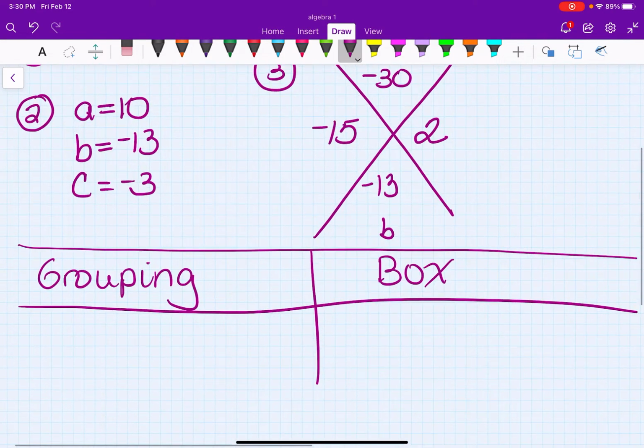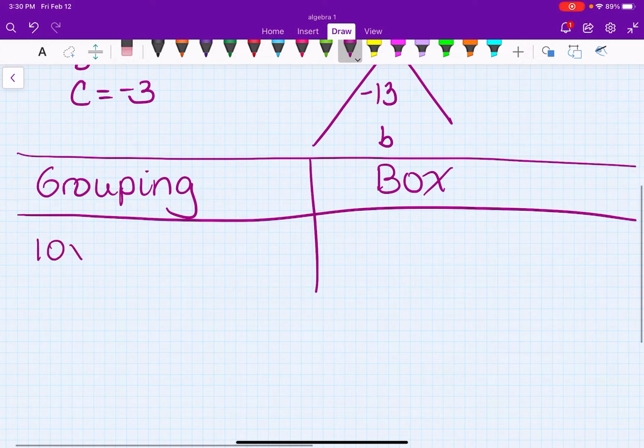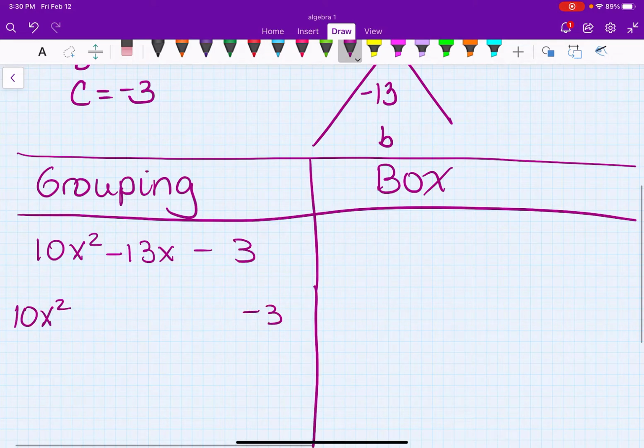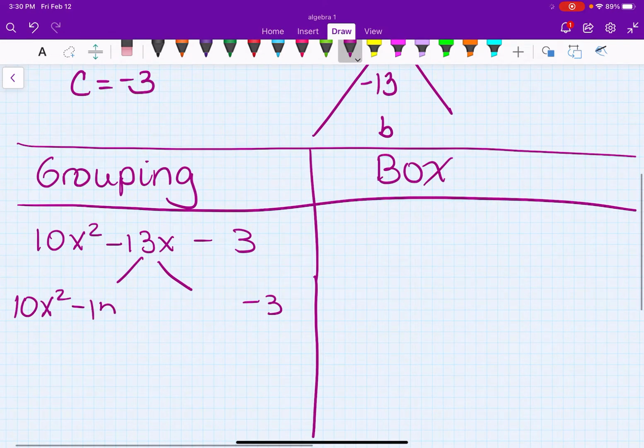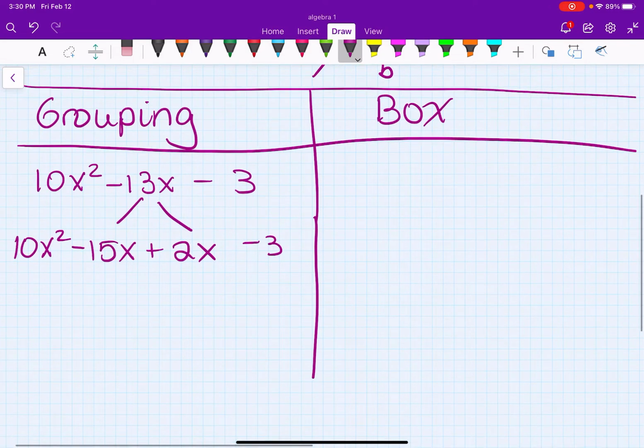So grouping, we start by writing the problem, 10x squared minus 13x minus 3. Write the first term, write the last term, split the middle term by using the magic x numbers. Negative 15x plus 2x. And remember, you could have put 2x first and then the 15. It won't make a difference.